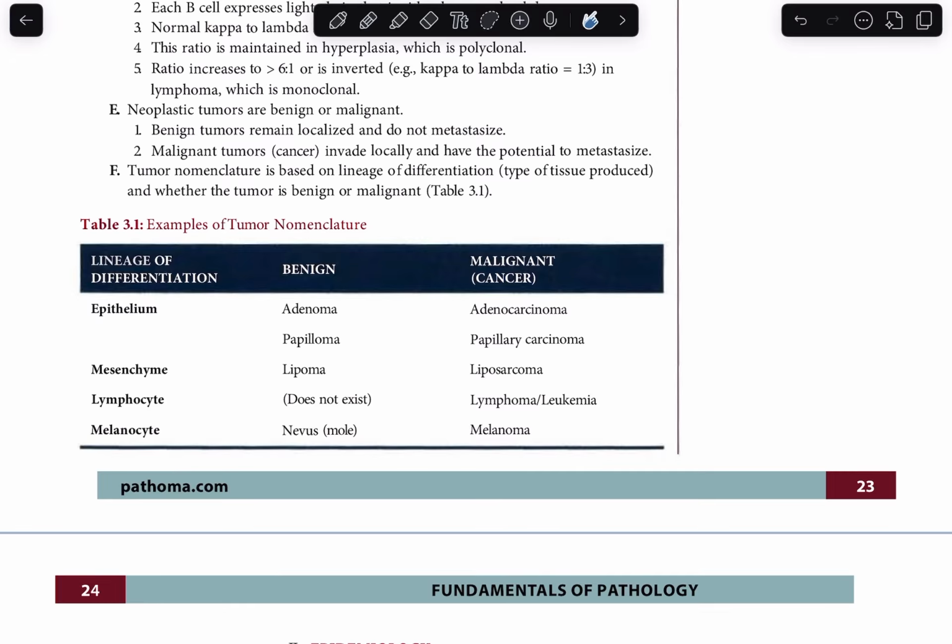So we have a table for examples of tumor nomenclature, and the headings are lineage of differentiation and whether it's benign versus malignant. I'll read the column that has the differentiation, the lineage, and then the following names would be for benign versus its malignant or cancers. For epithelium, we have adenoma, and its malignant would be adenocarcinoma. Then we have papilloma versus papillary carcinoma. As for the mesenchyme, we have lipoma versus liposarcoma. Lymphocyte, we don't have a benign, it's mainly just malignant, so it's lymphoma/leukemia. And for melanocyte, we have a nevus or a mole for benign, and malignant is melanoma.